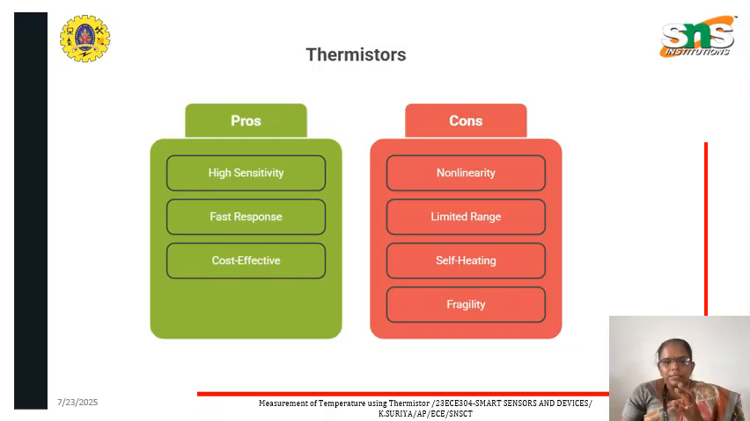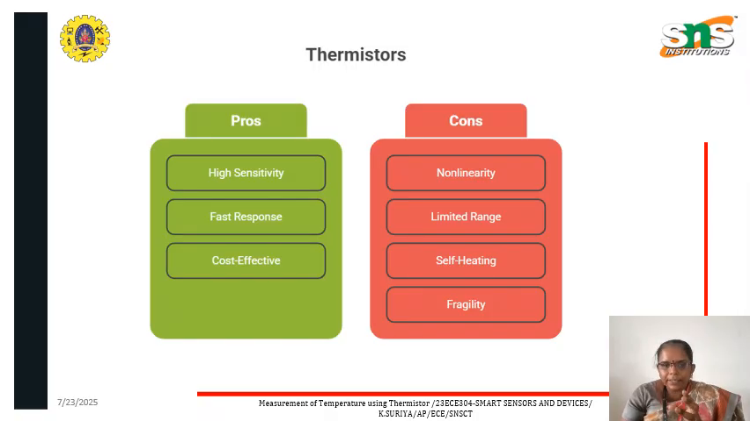Some of the advantages and disadvantages are as follows. The advantages are the thermistors offer high sensitivity to temperature changes compared to other temperature sensors like thermocouples or RTDs. Thermistors are typically small in size, making them suitable for applications where space is limited. And the thermistors are relatively inexpensive compared to other temperature sensors. And they also have a relatively fast response time, allowing them to quickly detect the changes in the temperature.